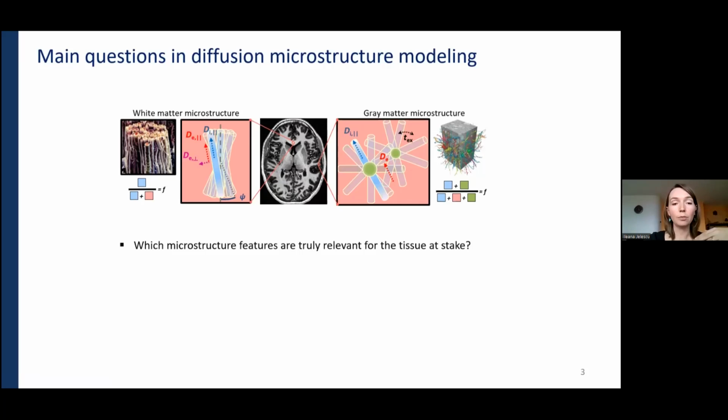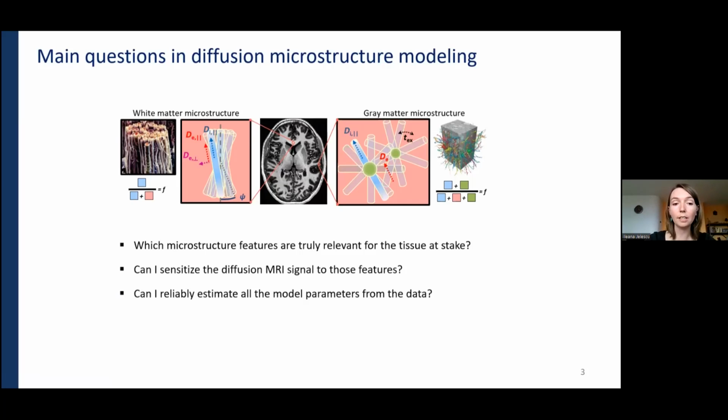And so there's a series of sanity questions that we have to go through when we develop these models. The first one is, which microstructure features are truly relevant for the tissue at stake? Can I sensitize the diffusion MRI signal to those features? And can I reliably estimate all the model parameters from the data? And from the perspective of this particular conference, one important question is also, how do the microstructure features inform about neurodegeneration?